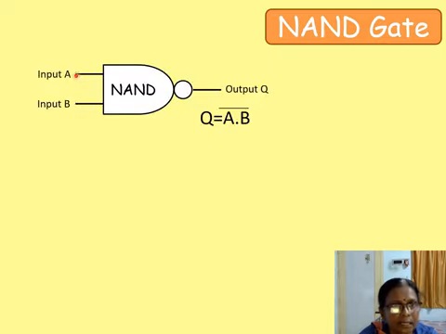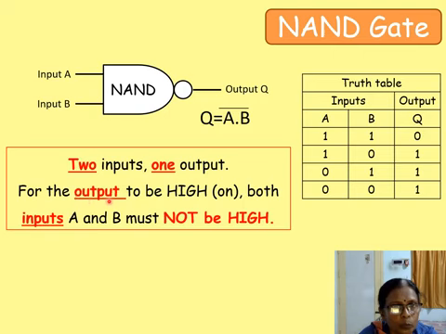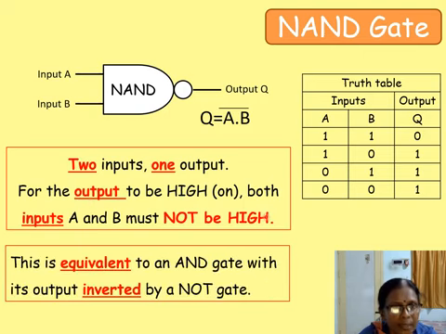NAND gate. A NAND gate has two inputs and one output. For the output to be high, both inputs A and B must not be high. This is equivalent to an AND gate with its output inverted by a NOT gate, that is bubbled AND. The formula is inversion of A into B.